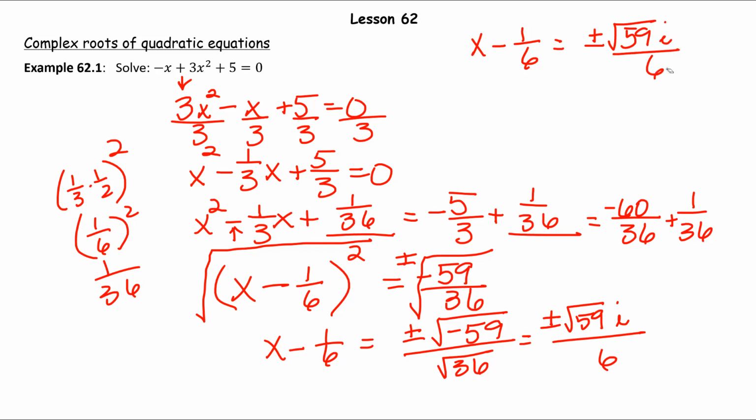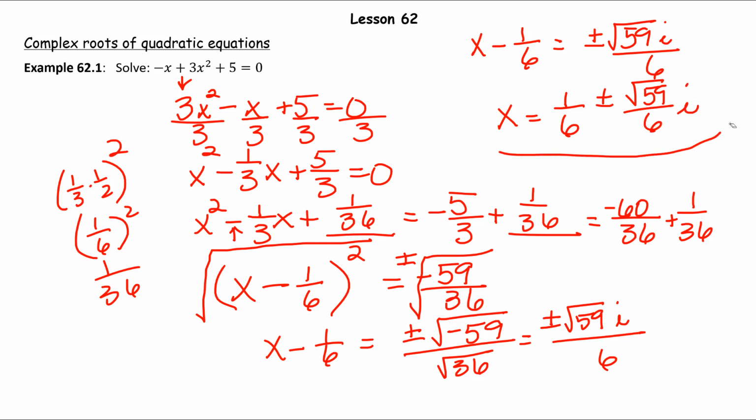And now to get x by itself, I'm going to add 1/6 to both sides. 1/6 plus or minus the square root of 59 over 6i. This is how you want to write your answer. You want the real number first, 1/6, and you want the imaginary part second, completely separate from the real part. Real number here, imaginary number here.